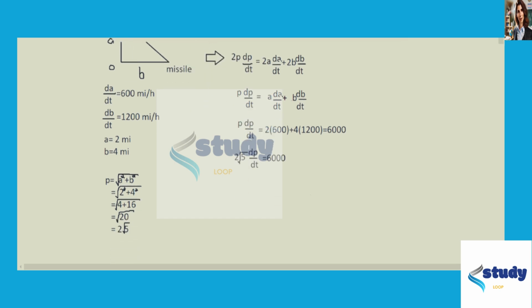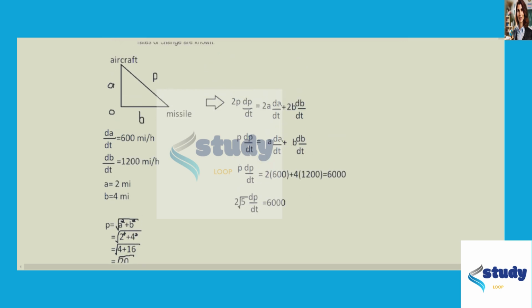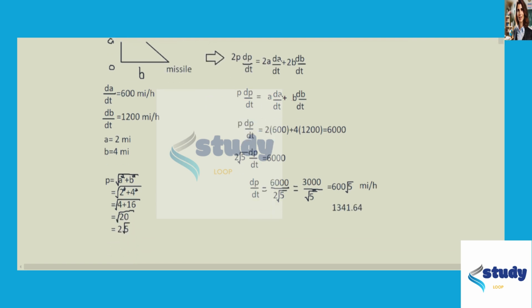We have the value of p, so that is 2 square root of 5. Dividing both sides of the equation, we get dp over dt equals 6,000 over 2 times square root of 5, equals 3,000 over square root of 5. Multiply both numerator and denominator by square root of 5, that becomes 600 times square root of 5. In decimal, it's about 1341.64.